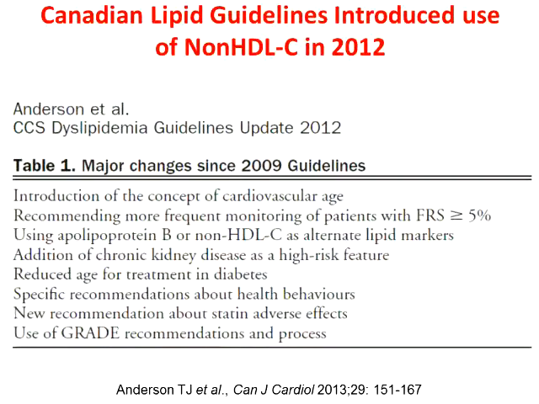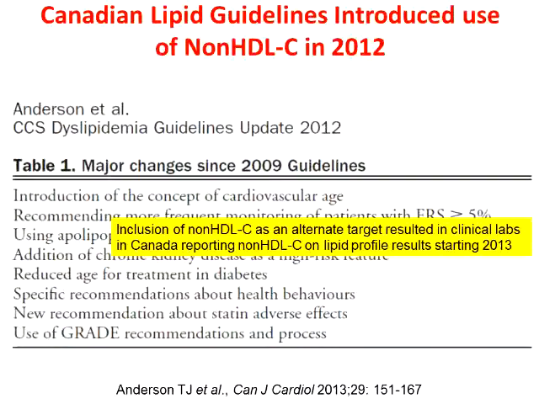So since 2012, we have recommended in the Canadian Lipid Guidelines the use of either ApoB or non-HDL cholesterol as alternate lipid markers above and beyond LDL. The fact that this parameter was introduced in the guidelines in 2012 resulted in most clinical labs all over Canada reporting the non-HDL cholesterol on every lipid profile. And that doesn't result in any extra cost to the lab. It's purely a computer calculation, which I'll show you.